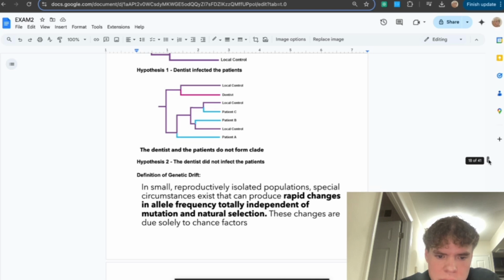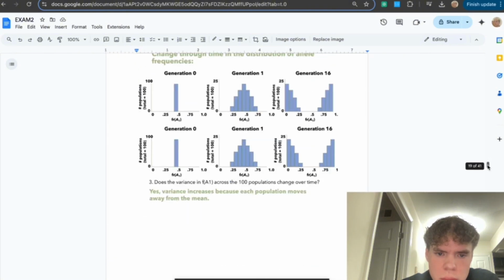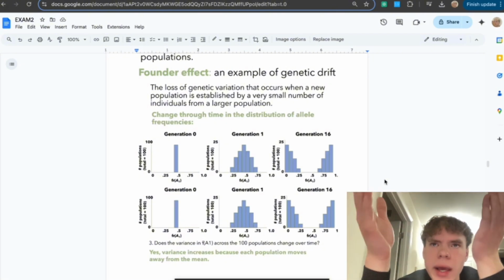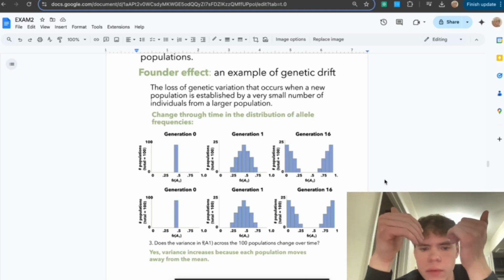In small populations, rapid changes in allele frequency are totally independent of mutation and natural selection. So say if you have two alleles in a population, over many generations, one of those alleles is going to fade out and one allele is going to dominate. So if you have allele big A and allele little a, over time, one of those alleles is going to fade out over a great number of generations.